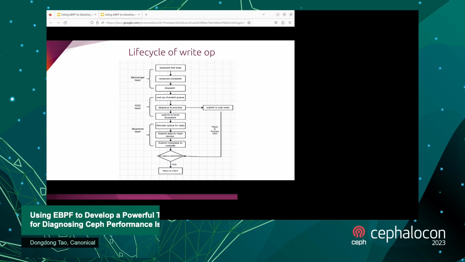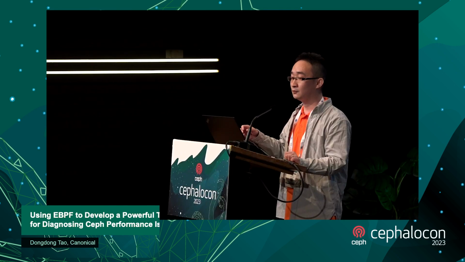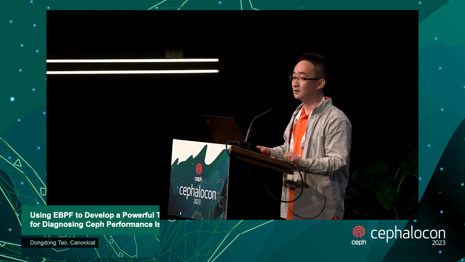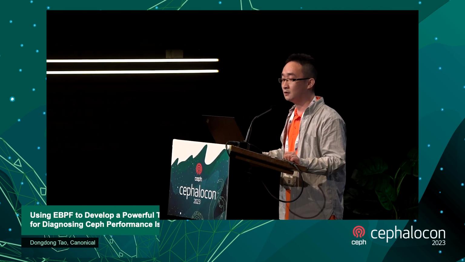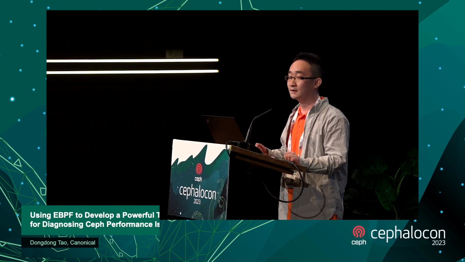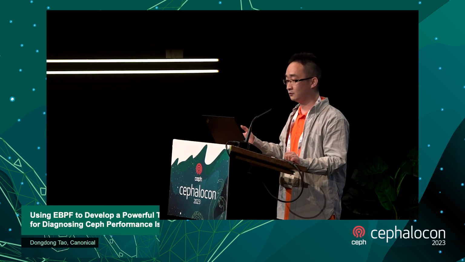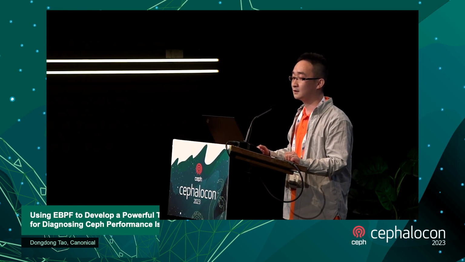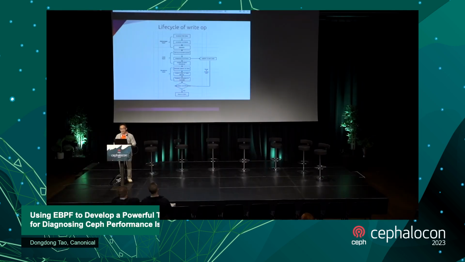Once the operation has been fully received by the OSD, it will be dispatched to the OSD level. At the first stage of the OSD level, the operation is put into an OSD OP sharded queue, where it sits waiting for the OSD OP thread to pick it up and process it, which is the second stage of the OSD level.